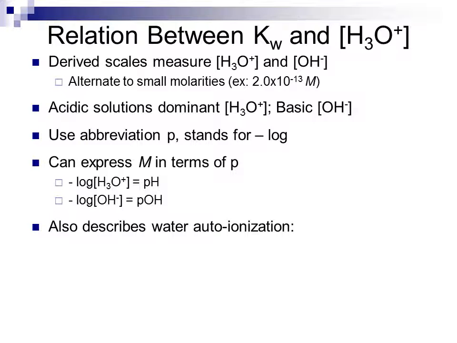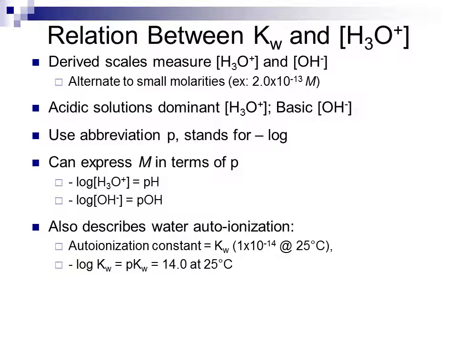We can also describe water's autoionization using this process then. If the autoionization constant of water, Kw, at 25 degrees Celsius is 1 times 10 to the negative 14, then the negative log of that constant, or the pKw, will be 14, because the negative log of 1 times 10 to the negative 14 is 14.